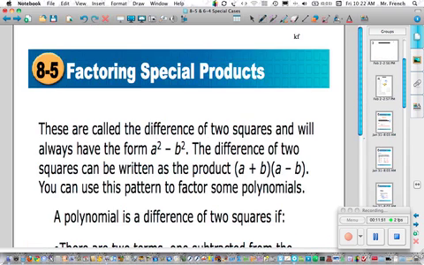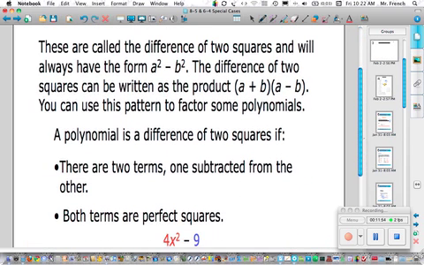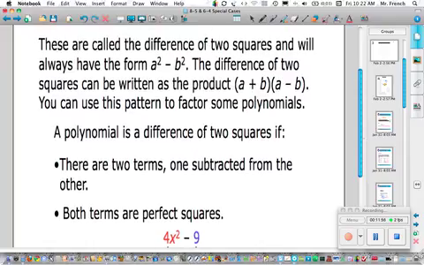Now, I know there's a lot of wording in here, but I'm going to underline the important parts. In your notes, I want you to put the words difference of 2 squares. And after that, I want you to write a formula. That formula is going to be this: a squared minus b squared is equal to the quantity a plus b times the quantity a minus b.